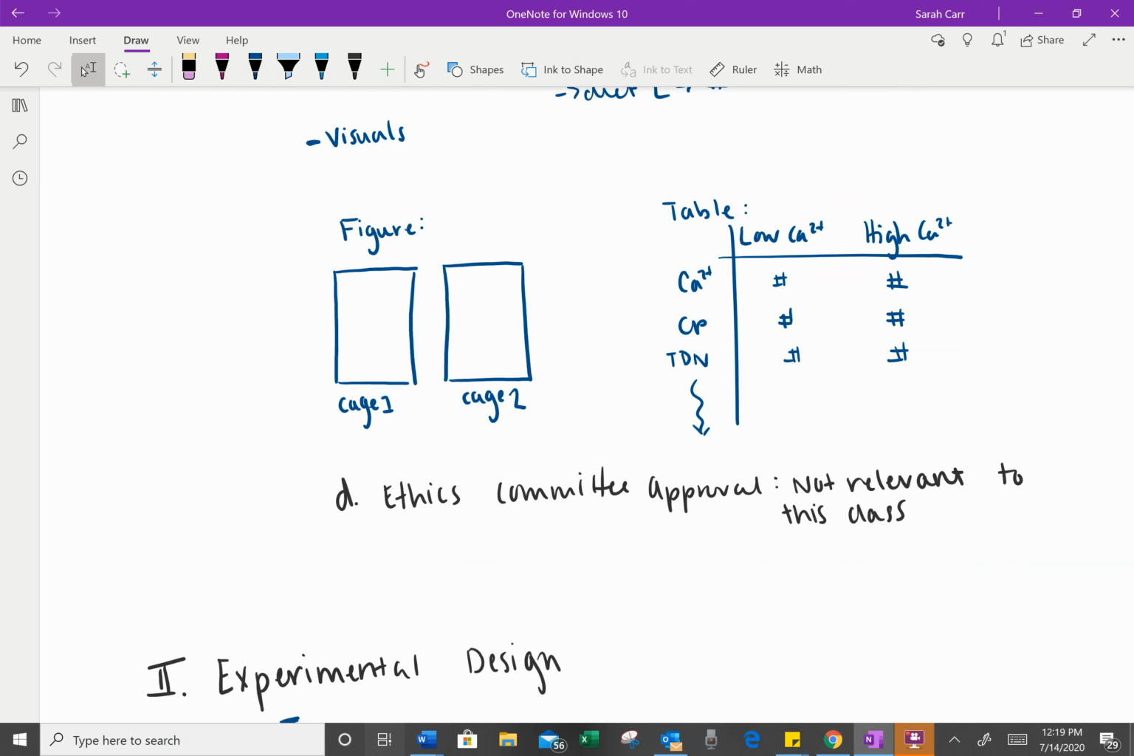An example for a figure would be, say we wanted to look at the effects of introducing a rabbit from a very calm environment, and we took it and placed it in a very stimulating, overly stimulating environment, and we wanted to see how the animal behaves. Well, we might use a figure to describe the two different environments.